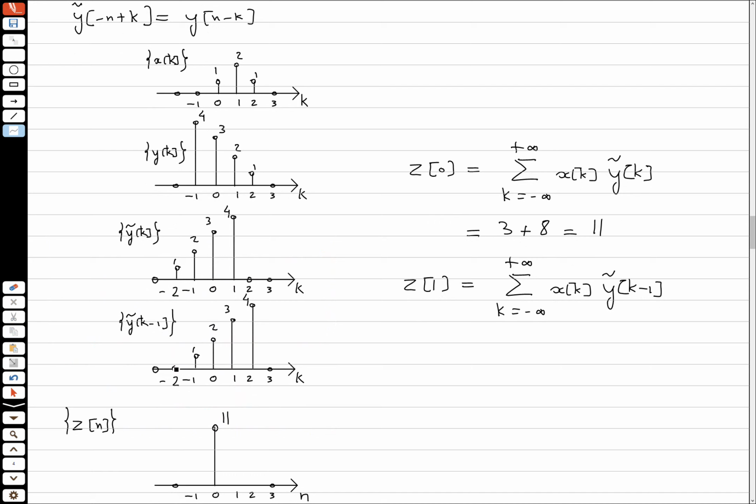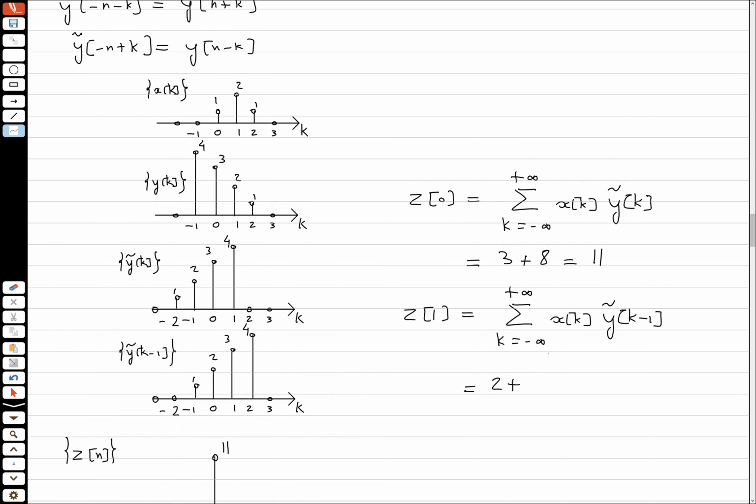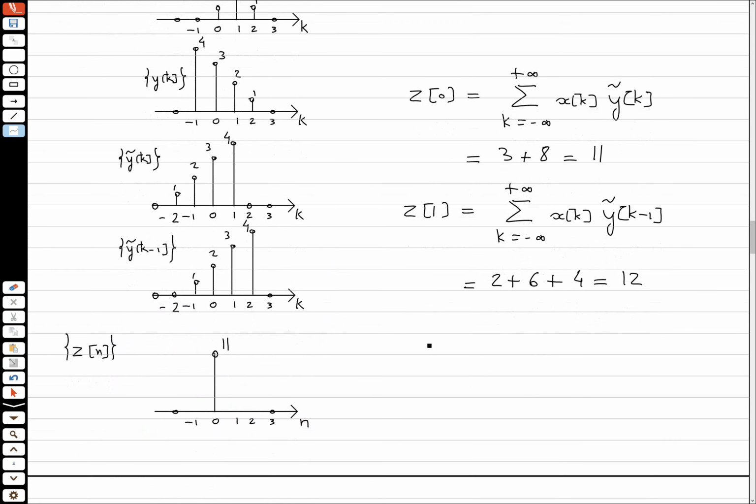And what do you find? Only at 0 you get 2 plus 6 plus 4. That gave 12. So you're happy. You want to get more partial credit, and you do that.